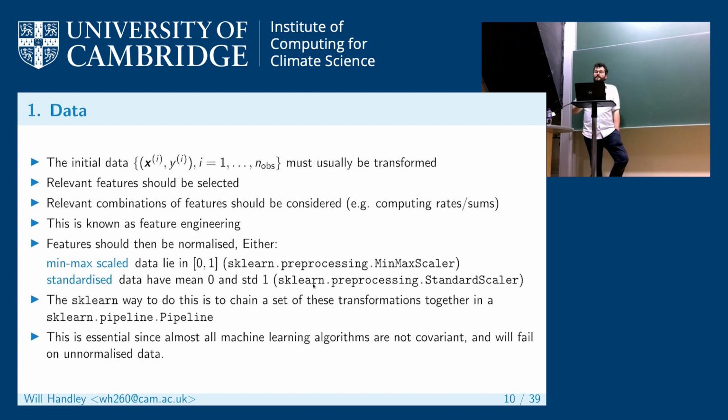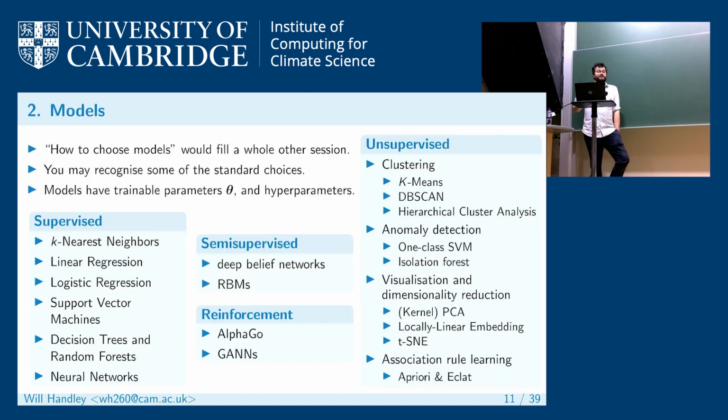Choosing the models would fill a whole other session. Here's a list of things, some of which you may recognize, some of which you may not. And these are all basically taken from scikit-learn's suite of things it can try. We tried a polynomial fit, and we will see some decision trees and random forests later. But really, all of this stuff here, where you talk about k-nearest neighbors or logistic regression or support vector machines, would fill another talk. And again, unsupervised clustering is something that we don't have time to discuss today. Neural networks will form the bit after the break.